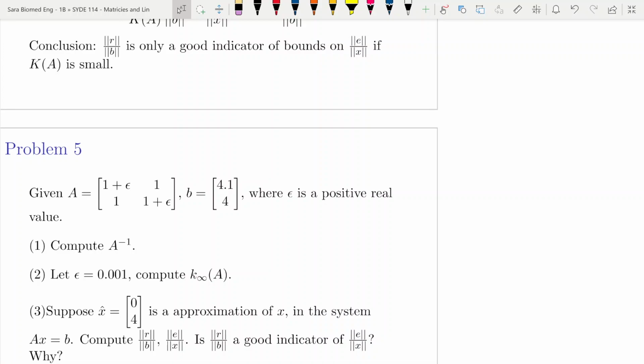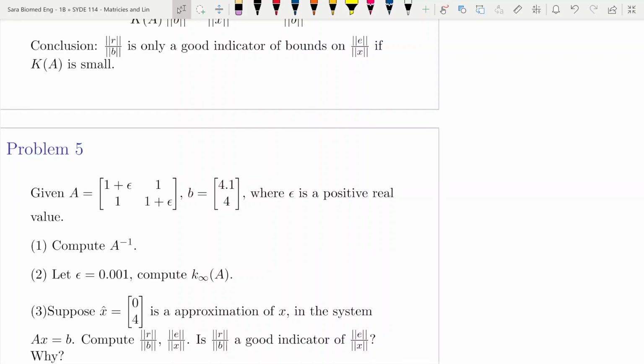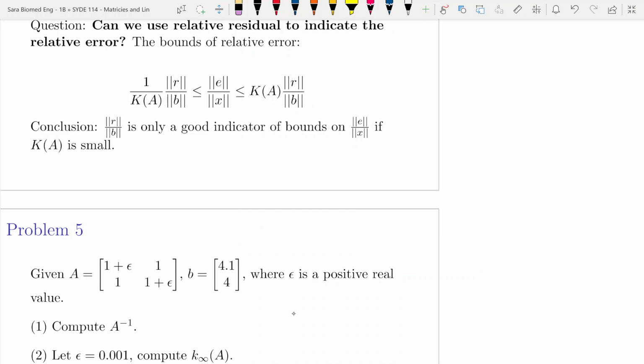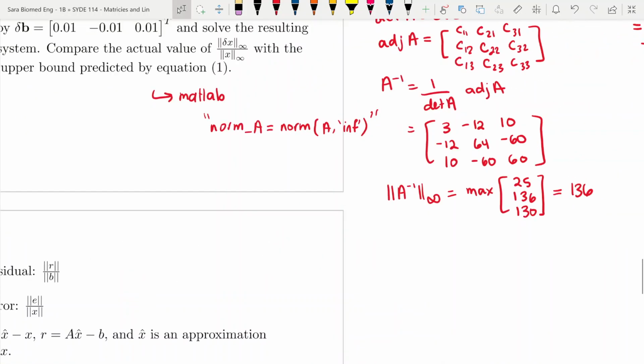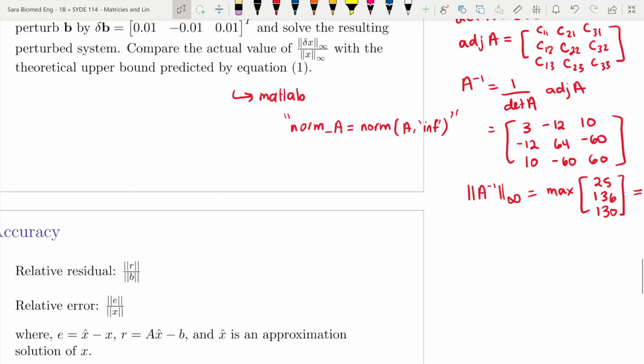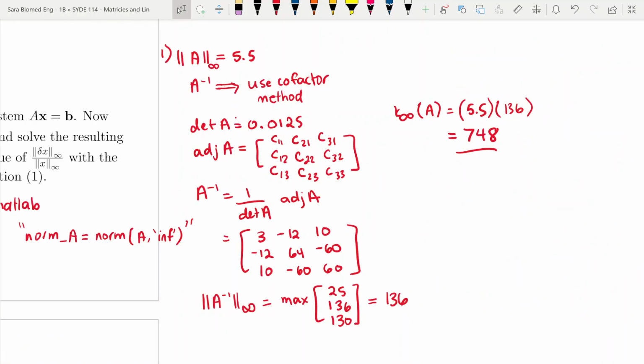Now it says let's perturb B by delta B, which means you're going to add 0.01 to the first entry, add negative 0.01 to the second entry, etc. So we're going to get an x hat. We multiply A inverse by the perturbed B, which is B plus delta B, and that gave us negative 1.15, 0.24, and 3.3.